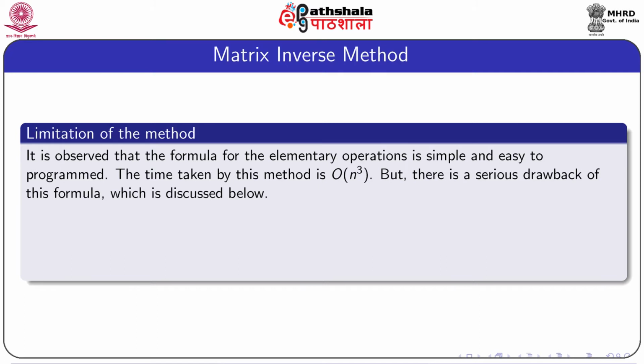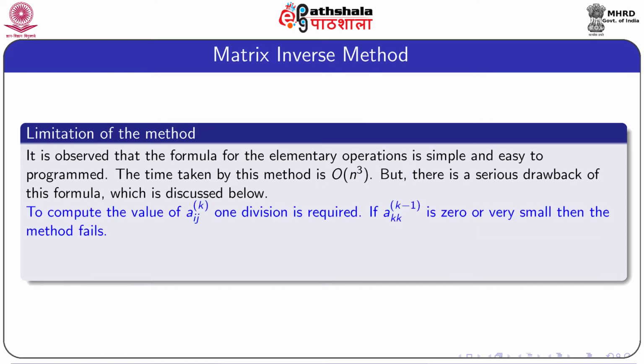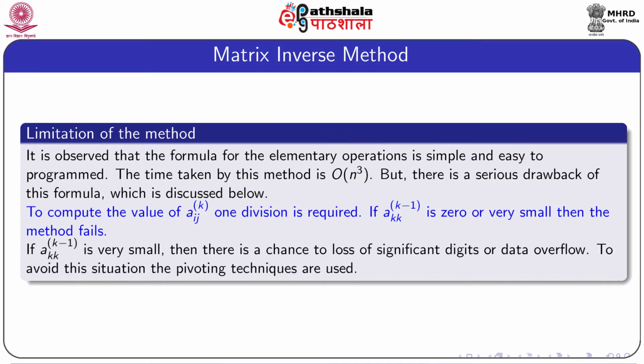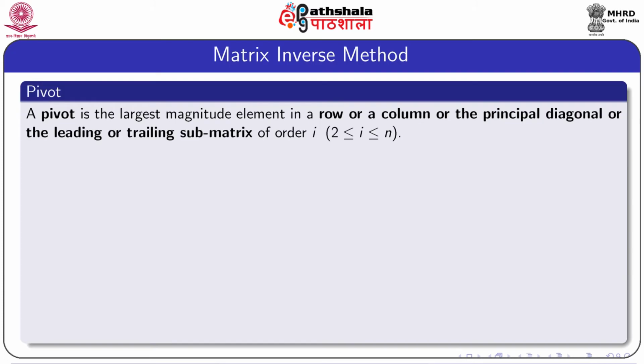The major drawback of this formula is that to compute the value of a_ij at the kth iteration, one division is required. That means if the denominator a_kk^(k-1) is 0 or very small, then the method fails. Why does the method fail? Because if the denominator is very small, there is a chance of loss of significant digits or data overflow. But this situation can be avoided by applying a useful technique called the pivoting technique, which is discussed in the next slide.